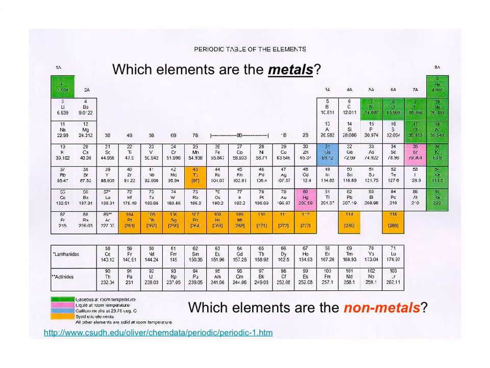Here's a periodic table, so stop the video, identify which elements are the metals, which ones are the nonmetals. The nonmetals are, under normal conditions, hydrogen is considered a nonmetal, although under extreme conditions, hydrogen does behave like a metal.